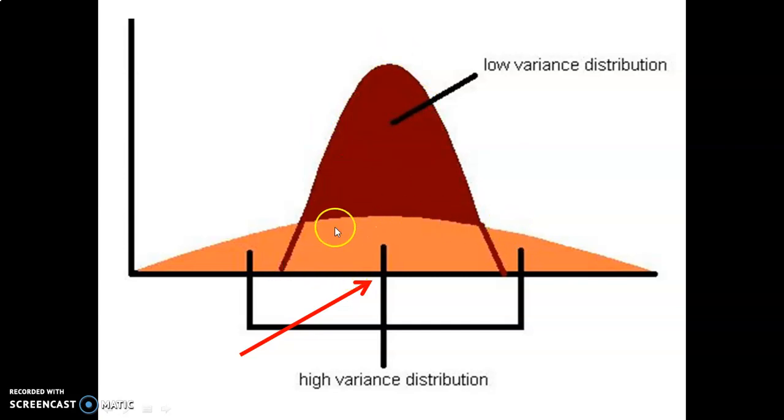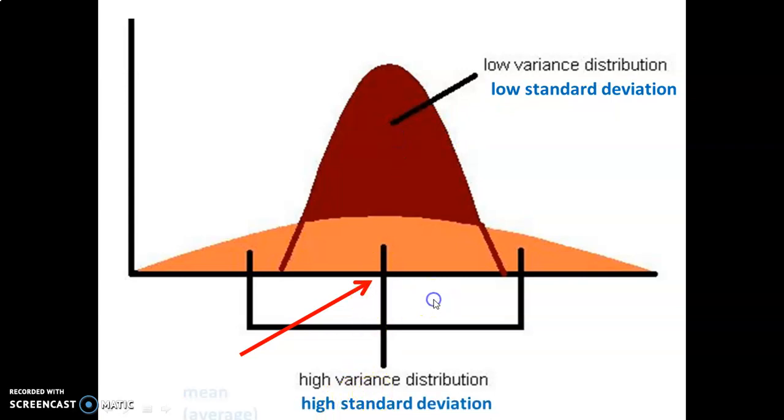Whereas this lighter shaded color here, if the mean is in the middle here, the data you can see is spread out further. So higher variance, lower variance. That's what variance tells us. And variance can also be calculated further to something called standard deviation. So this is low standard deviation and this is high standard deviation.